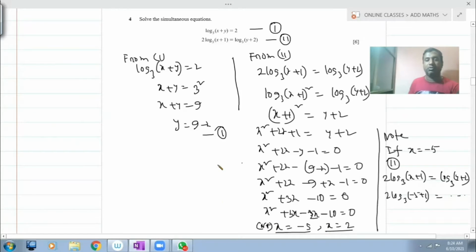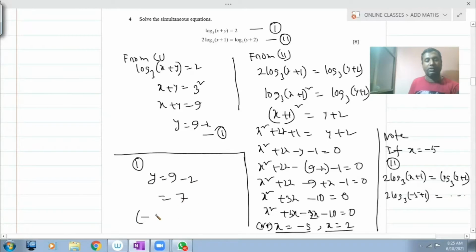Now let us use x equals 2 in equation number 1. y equals 9 minus 2, it is becoming 7. So our coordinates are becoming 2 and 7. This is the final answer. So that's the question 4. We have solved it nicely.